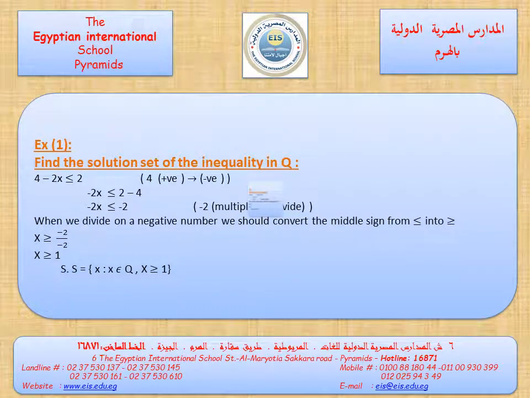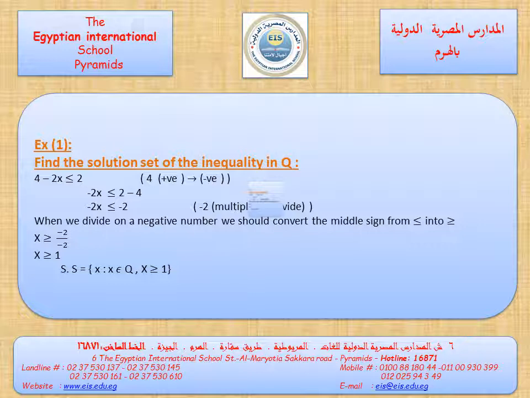Let's take an example. Find the solution set of the inequality in Q. Take care of this "in Q" part. 4 minus 2x less than or equal to 6. So what shall we do? We should take 4 first from the right side to the left side. So it will be negative 2x less than or equal to minus 4. The 4, its sign is positive, we look at the sign before the 4, it was positive, so it will be negative. So negative 2x less than or equal to negative 2.